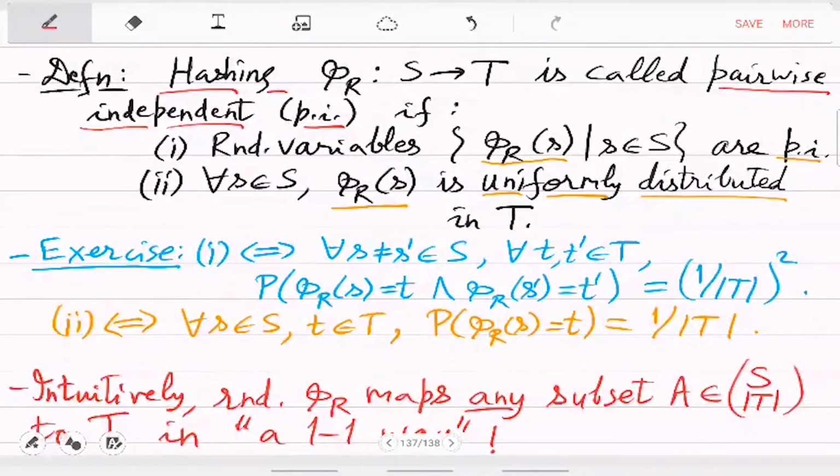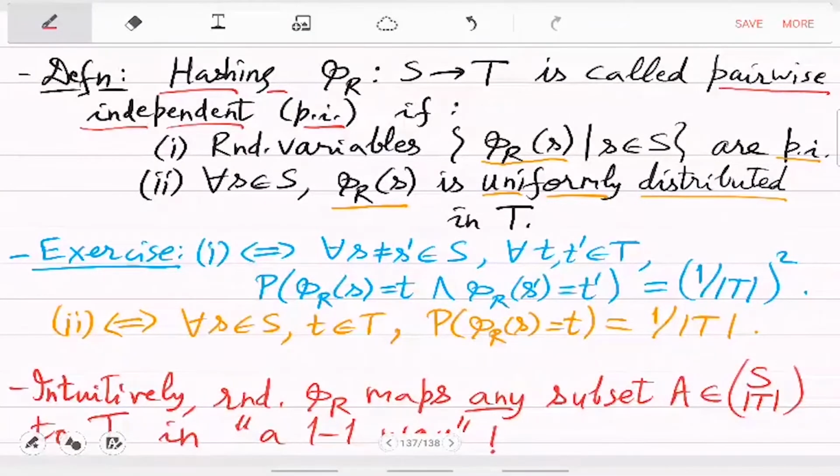Right. So basically, the goal is that as long as you have picked a big enough T, the elements of your interest in S will be bijectively mapped from S to T. Now this obviously fails if A is a much bigger set.